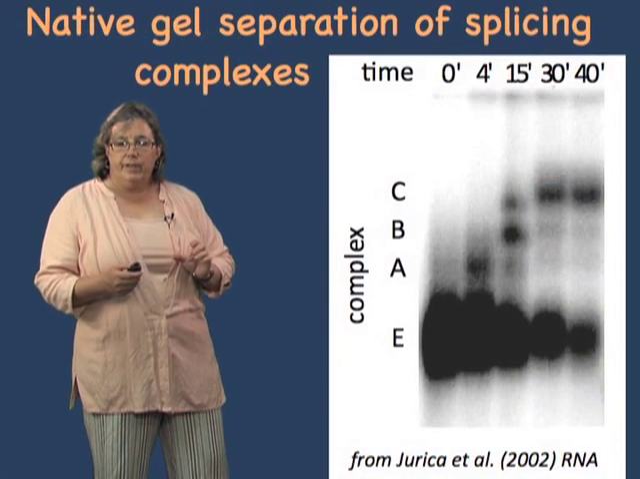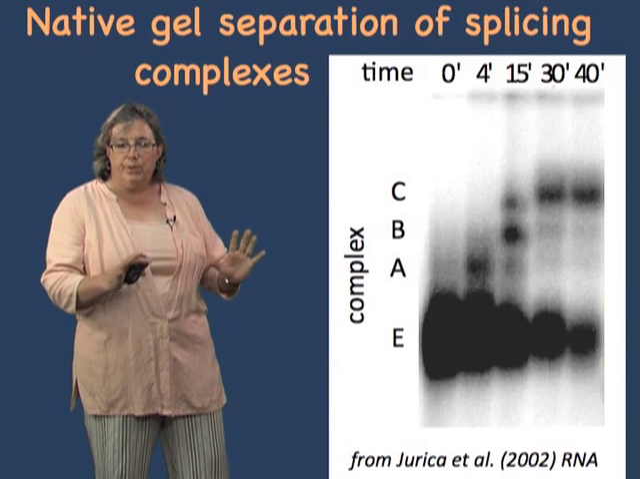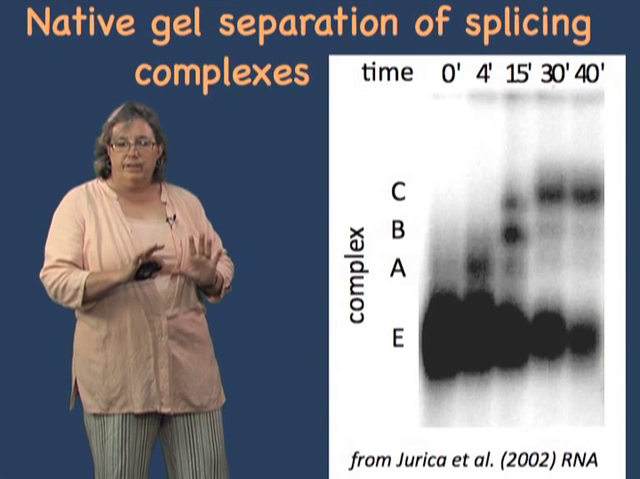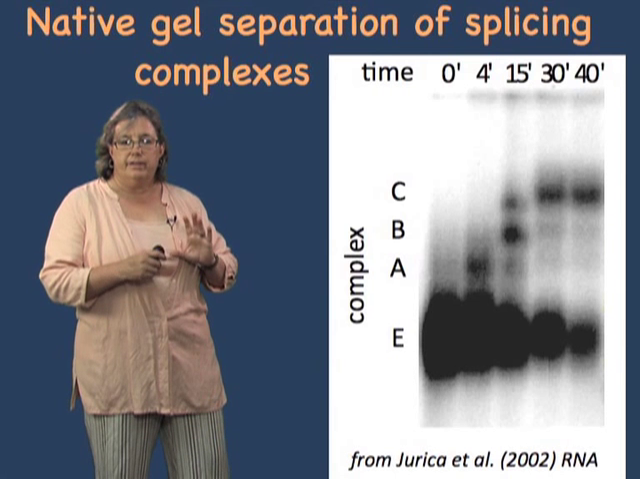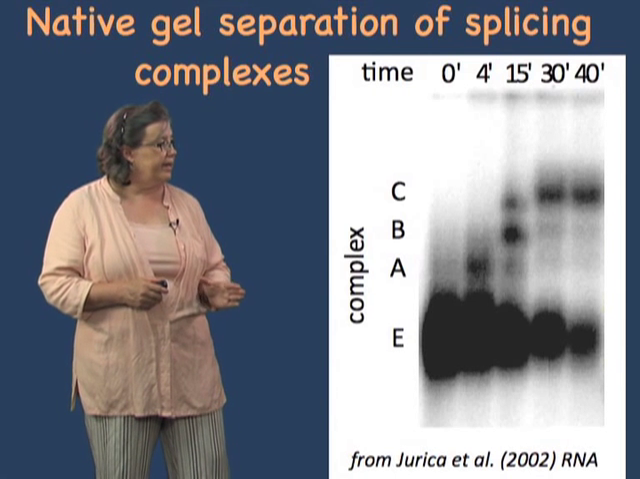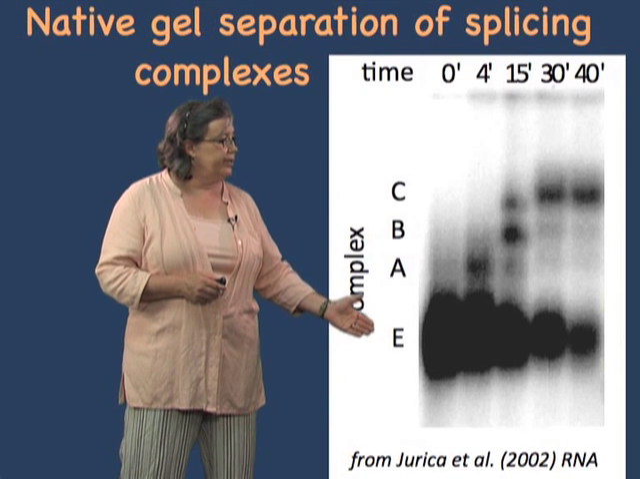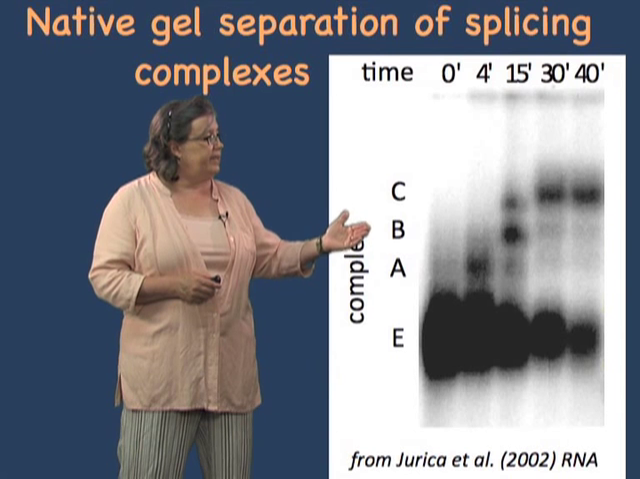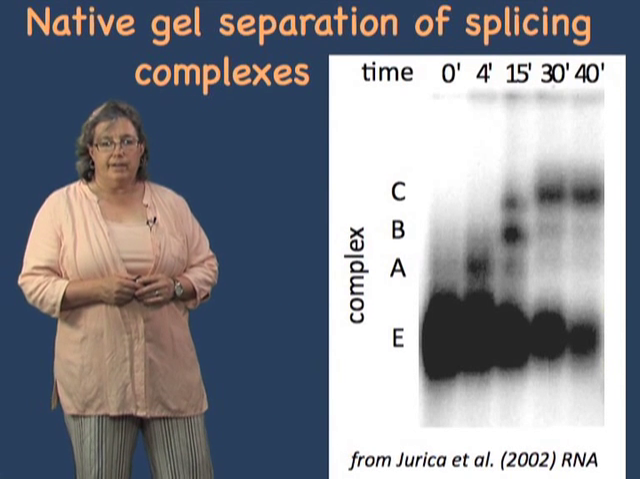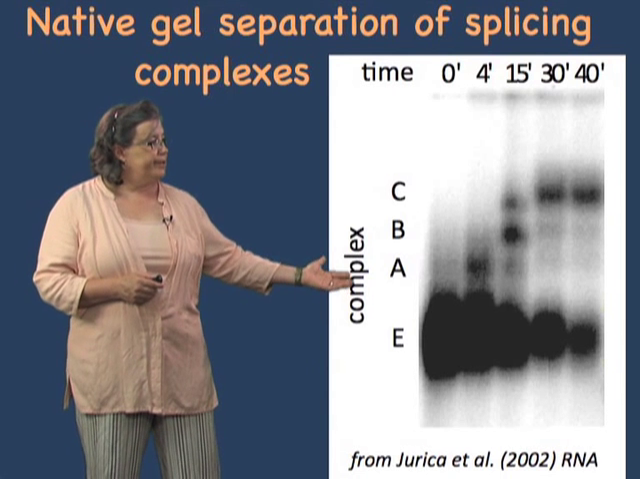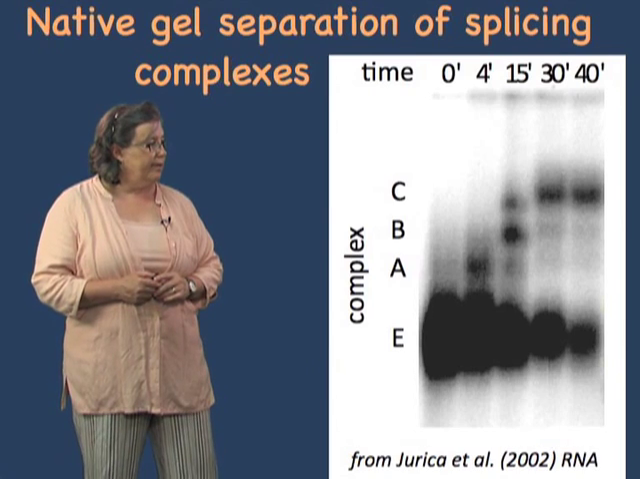Okay, but now if instead we take that same splicing reaction, but don't purify the RNA, and just run it on a native gel, so now we are looking at the complexes that contain the RNA. Here we can see those complexes I told you about before. So here's E complex, the early complex, A, B, and C, and they build up and go away over time, as you might expect. And so that's where the names of these different complexes came from, simply by their migration on the gel.